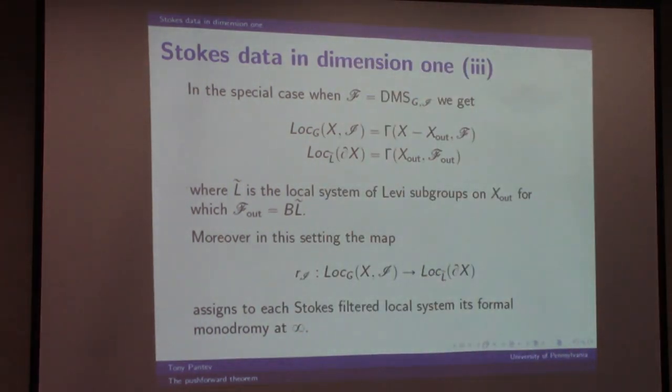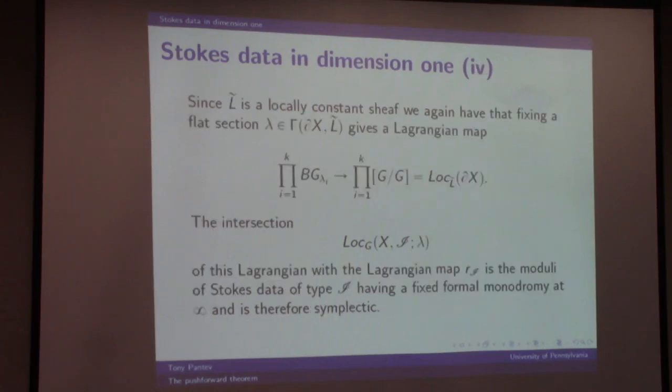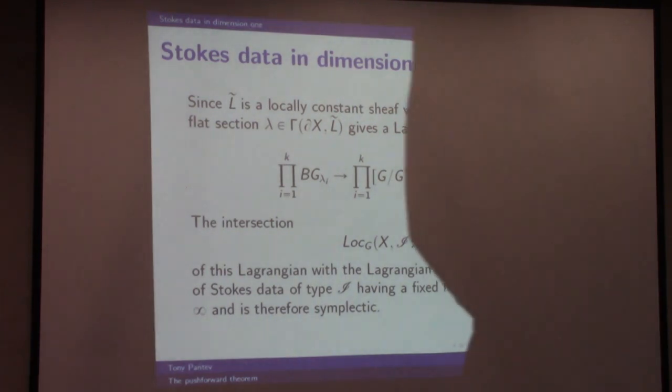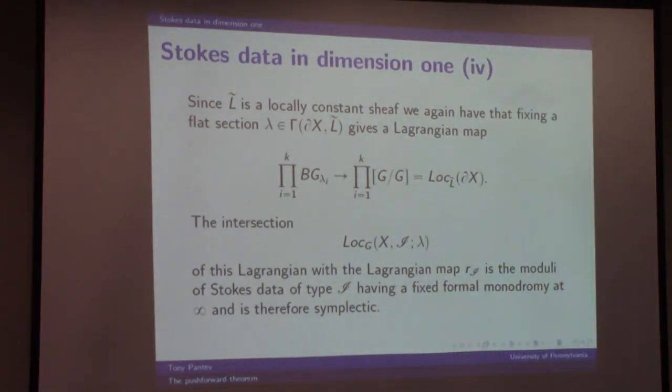Only now you don't need to do any qualifications. You don't need to take the Stokes data to be stable. You don't need to take the part of the moduli space to be smooth. It works for all Stokes data and it works for the whole moduli space. And because this is Lagrangian, if you fix the formal monodromy, so if you fix a Lagrangian here, which is a conjugacy class of elements in the local system, and you take the Lagrangian intersection, you'll get something symplectic. So that's the other standard statement of, say, Boalch and Yamakawa, saying that moduli of Stokes data with fixed formal monodromy are symplectic at their smooth locus.